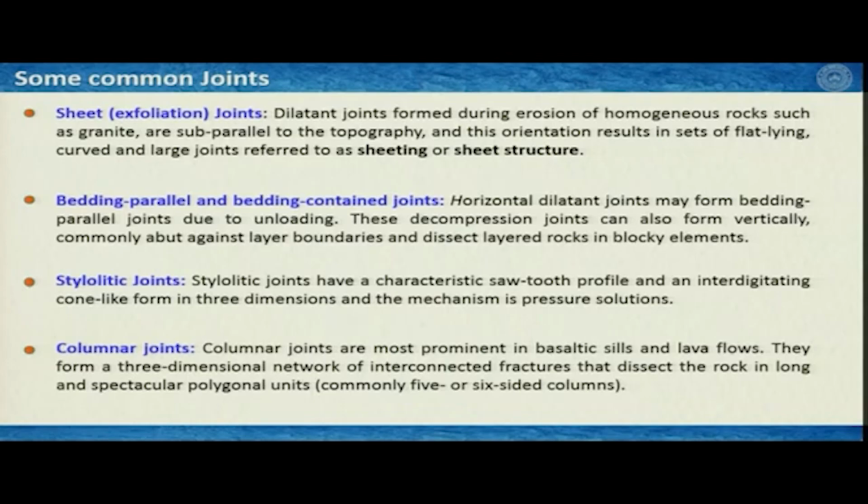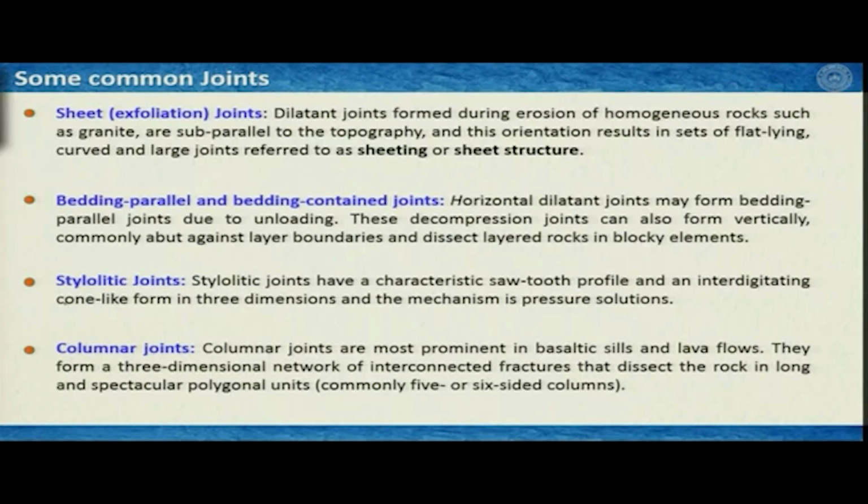Now you can have bedding parallel and bedding contained joints. So far we have seen bedding contained joints which are perpendicular to the bedding planes, but you can also generate bedding parallel joints, and both of them can happen during decompression. So horizontal dilatant joints may form bedding parallel joints due to unloading or decompression, and these decompression joints can also form, as I was talking about, vertically and commonly abut against layer boundaries and dissect layered rocks into blocky elements.